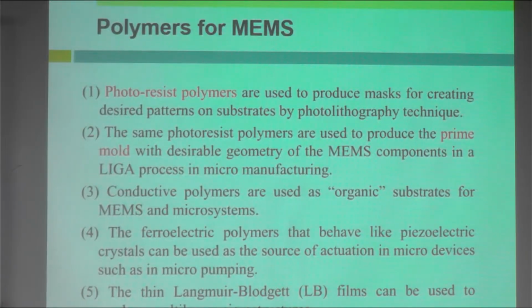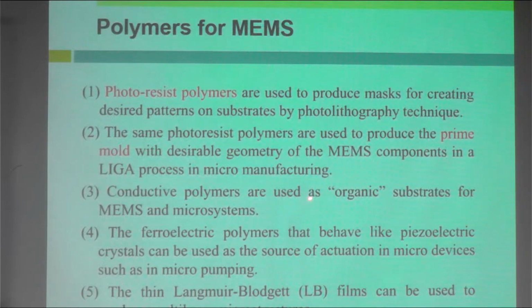I keep mentioning that for masking purposes, you use polymer. So this polymer is a kind of special polymer. We call it a photoresist polymer, used to produce masks for creating the desired pattern on a substrate by photolithography technique. We will look into photolithography later on, but this is just a quick introduction to the photoresist polymer. As the name suggests, photoresist means that it reacts with light. So with light exposure, it will react accordingly, whether it breaks the chain or joins the chain of the polymer itself. The same photoresist polymer is used to produce the primer with the desirable geometry of the MEMS component in the LIGA process. This process will be introduced later in micro manufacturing.